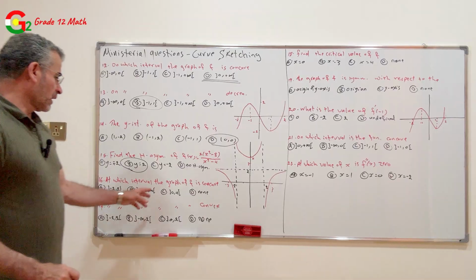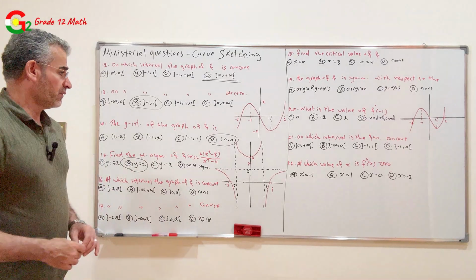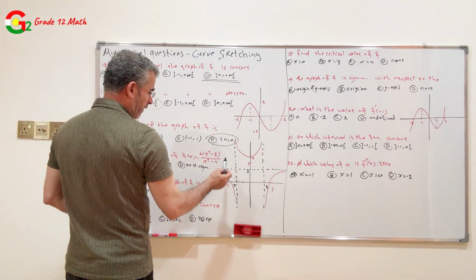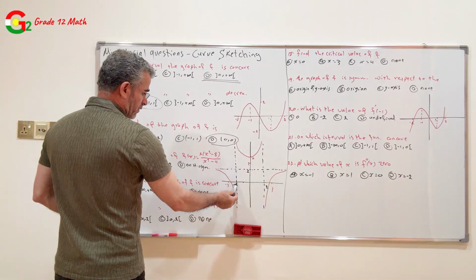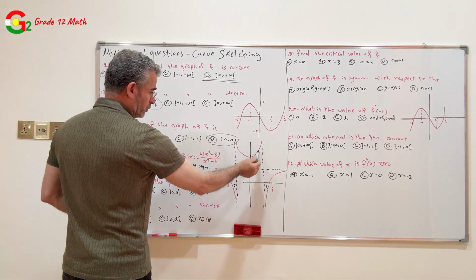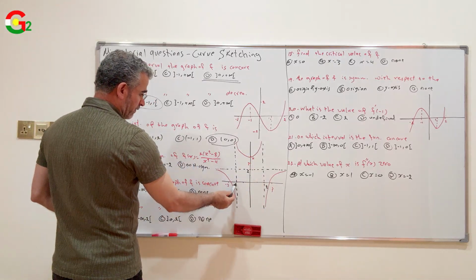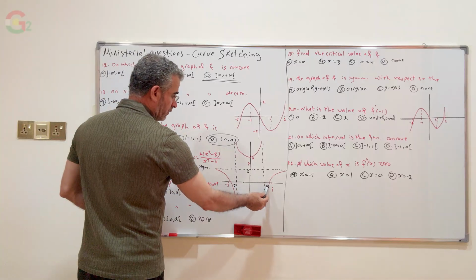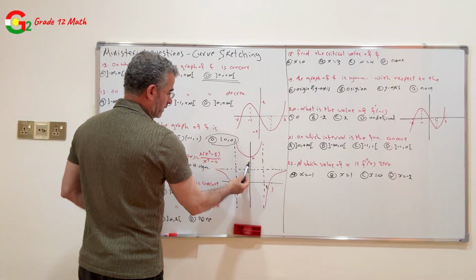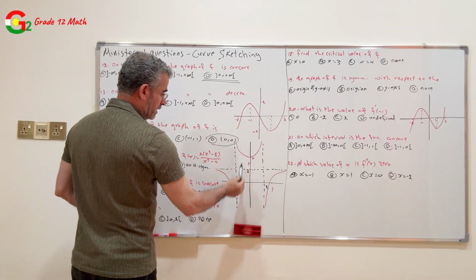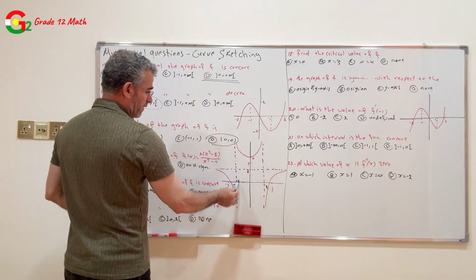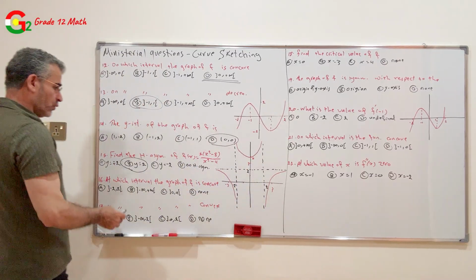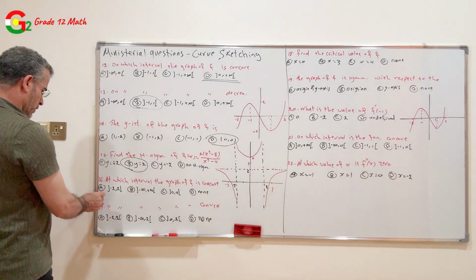On which interval is the graph of f concave? The graph of f is concave on the interval negative 2 to 2 and convex from negative infinity to negative 2 and from 2 to positive infinity. Therefore, the right choice is that the graph of f is concave on the interval negative 2 to 2. Choice A.